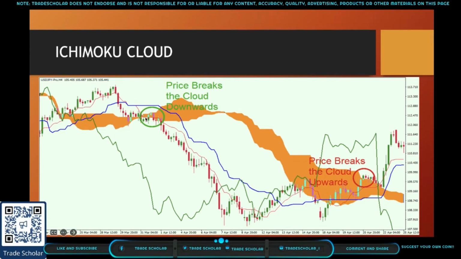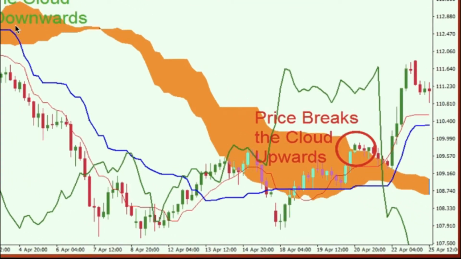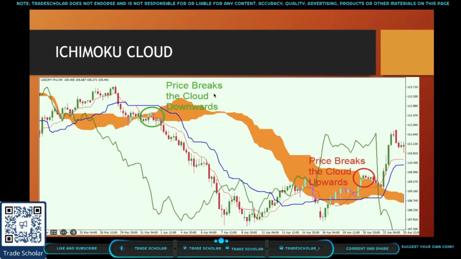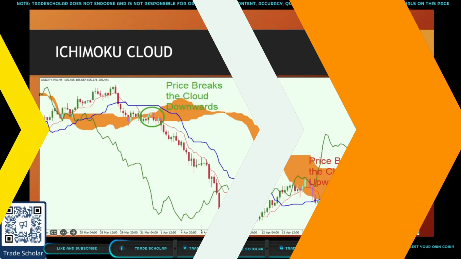So that's a good thing right there. You can also time the market by this because you know where the cloud is and you can see where it is bouncing from. Price breaks the cloud downwards. Once it's below the cloud, it's going to continue to go downward. And once price breaks the cloud upwards, it can continue to the upside.